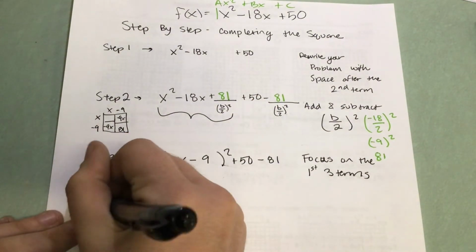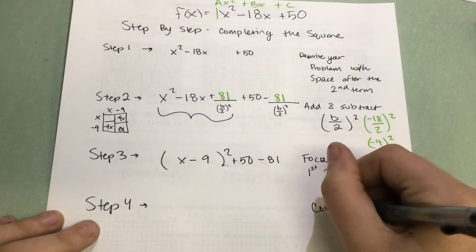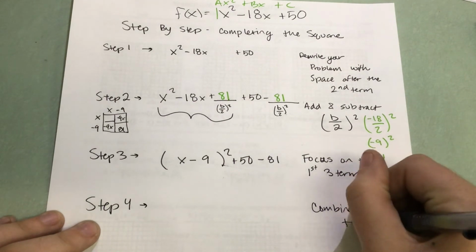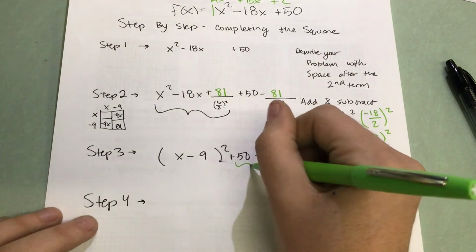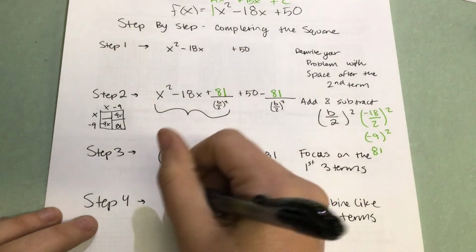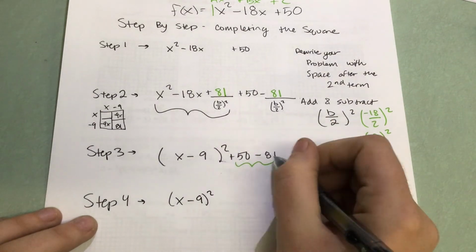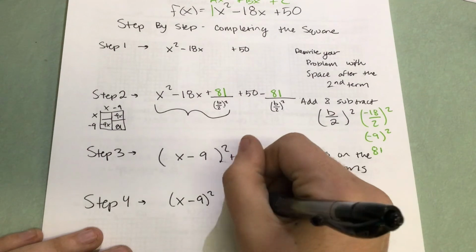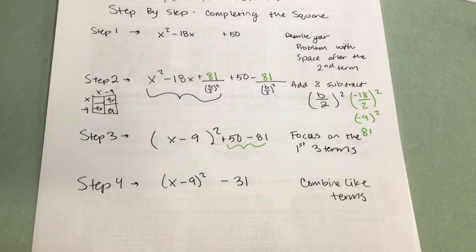Last step. Combine like terms. So my like terms would be right here. That plus that would give me, I'm not sure, -31? Yeah, I think that's right. And I'm done.